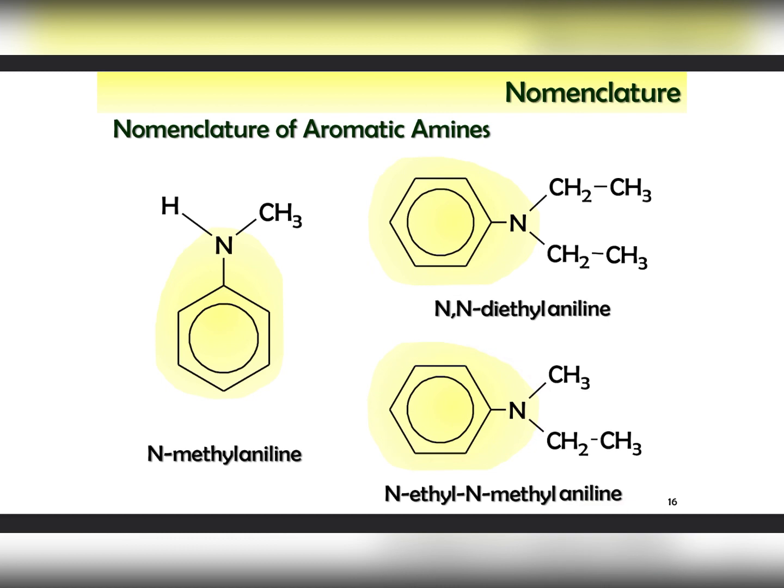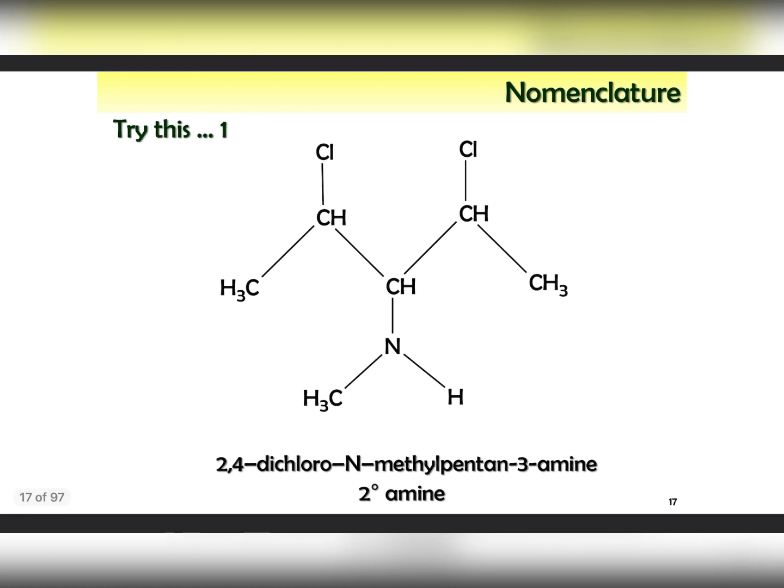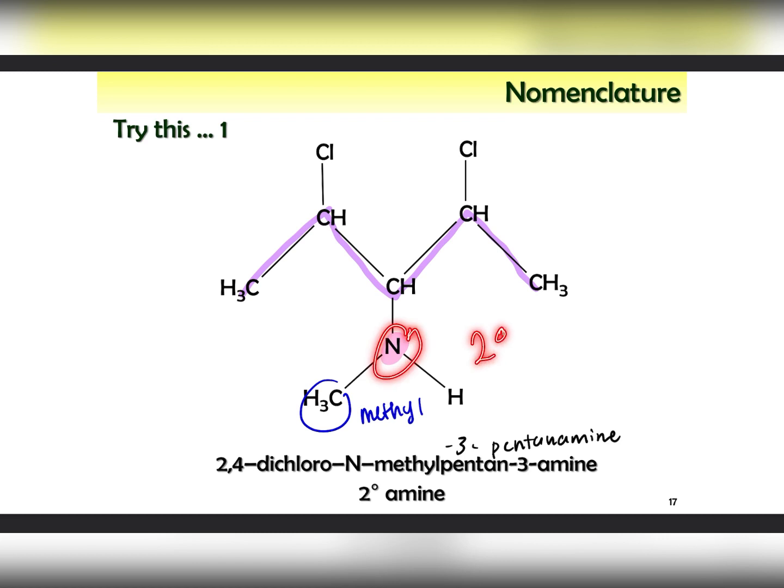Okay, right, so next example, kalau kamu ada aniline, and then you have methyl and ethyl, so the naming will be N-ethyl N-methyl aniline. So ikut alphabet.